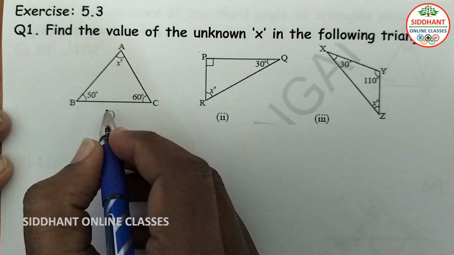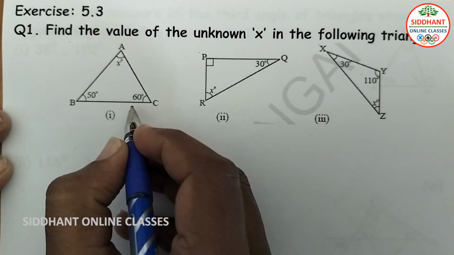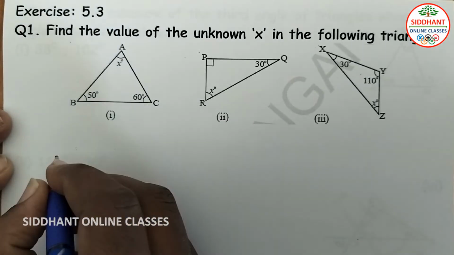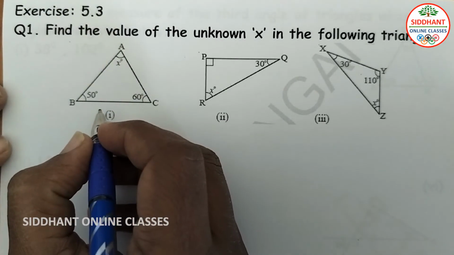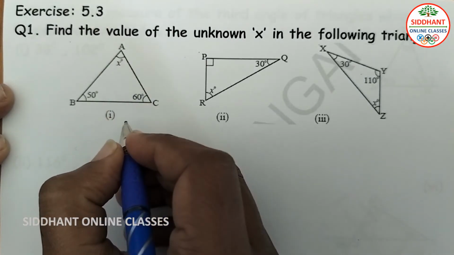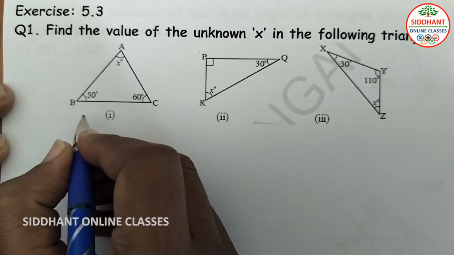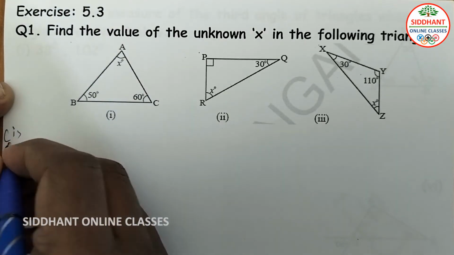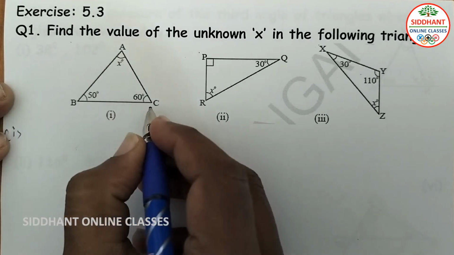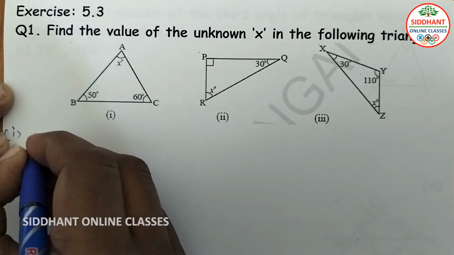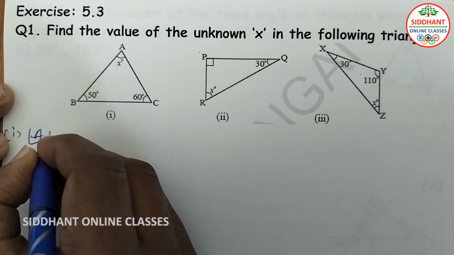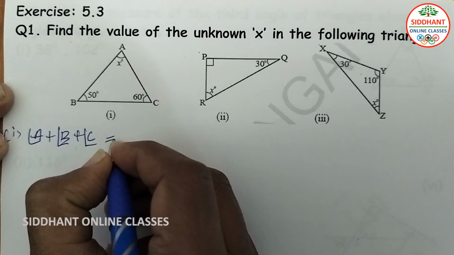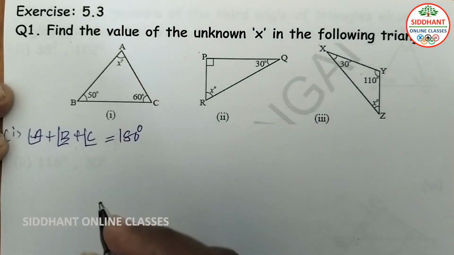So, in each triangle we are going to see two angles is given, and we are going to find out the third angle here. So, we know that the sum of angles of a triangle is 180 here, and we are going to find out the third one here. So in question 1, the first one, the sum of angles is 180. Suppose angle A plus angle B plus angle C is equal to 180 degrees here.